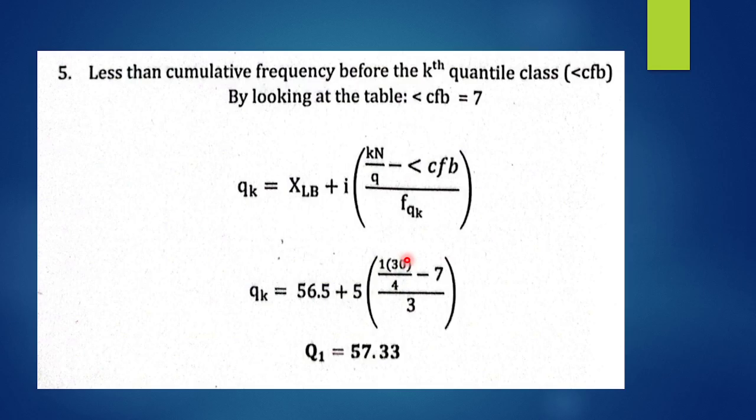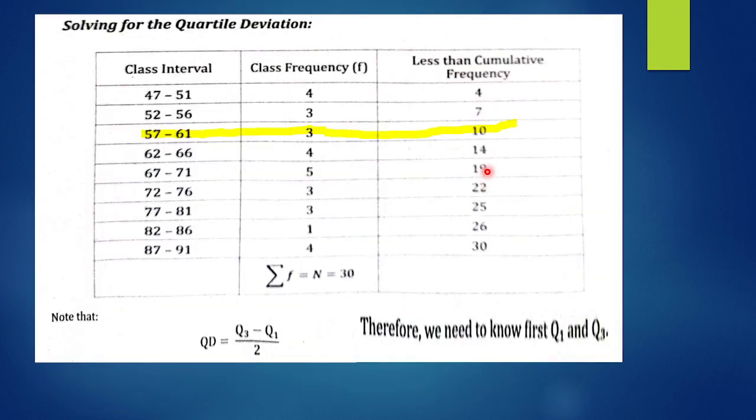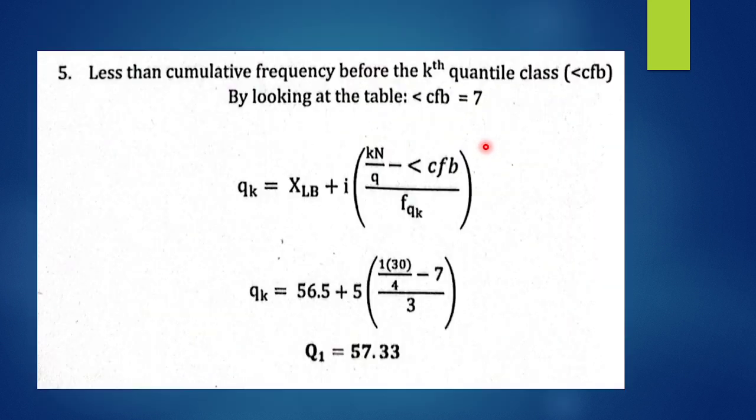Now, let's proceed on this one. Less than cumulative frequency before the kth quantile class. By looking at the table, the less than cumulative frequency before is equal to 7. Check na to. Okay, good. Before man, so 7. Okay, so we have the less CFB.